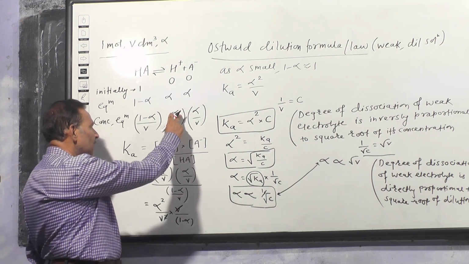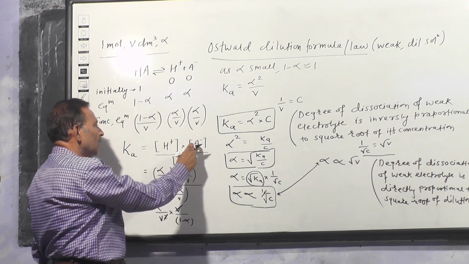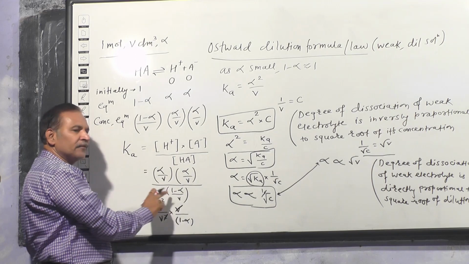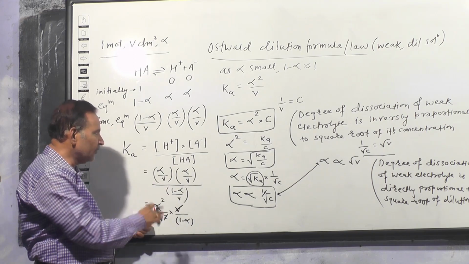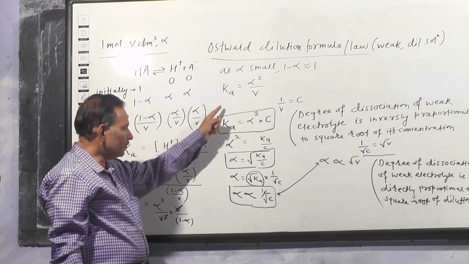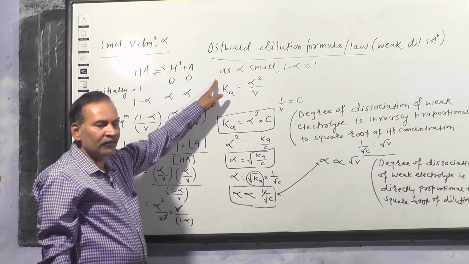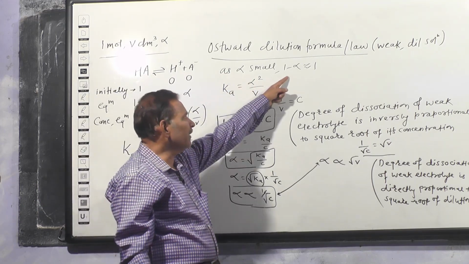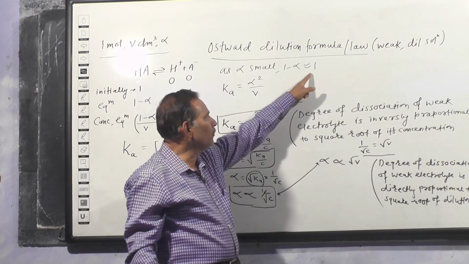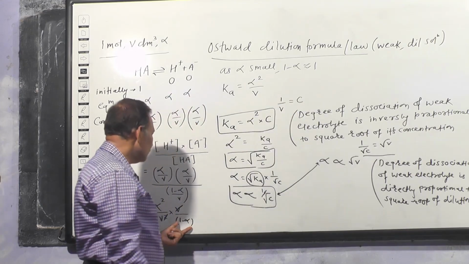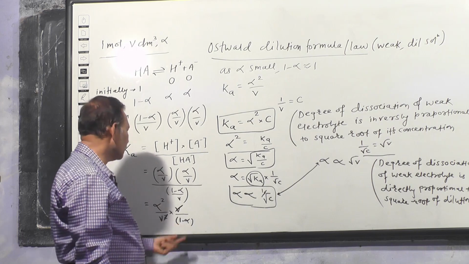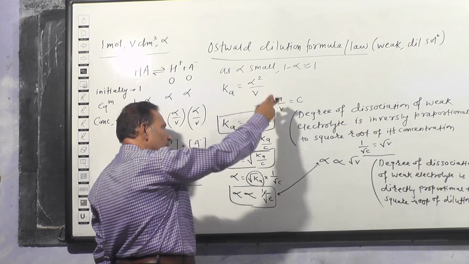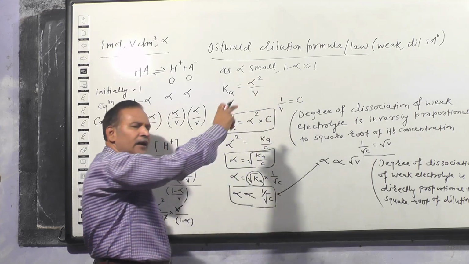Now put the values of H plus here, A minus from this here, and HA as 1 minus alpha by V. By solving this, we get these different forms. Now here one thing is to be made clear: alpha being very small for weak electrolytes, 1 minus alpha is approximately considered equal to 1, and therefore we neglect this term from the denominator and get the formula Ka is equal to alpha square by V. Volume and concentration are inversely related to one another.